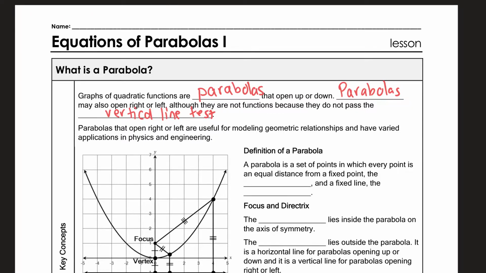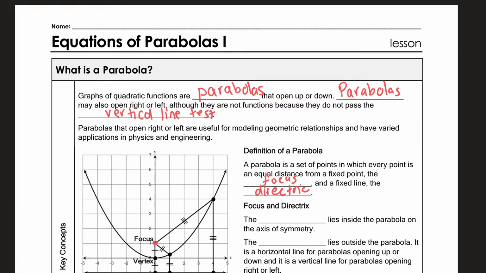So here you have a parabola. We've already talked about parabolas. The new words that I'm going to be talking about are the focus and the directrix. A parabola is a set of points in which every point is equidistant from a fixed point, the focus, and a fixed line, the directrix.